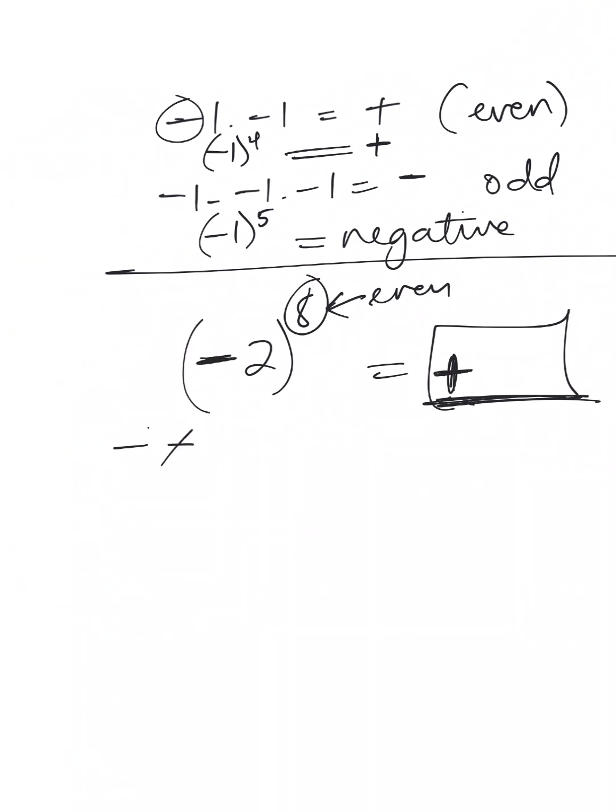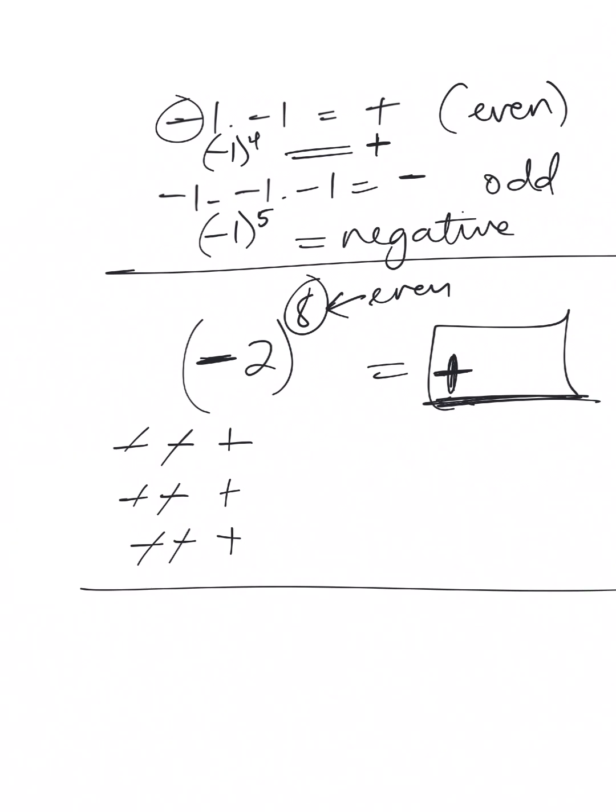So negative times a negative becomes a positive. You have a negative and a negative again, positive. So every time there's an even number, it becomes positive. Okay, so that's something to keep in mind. The product of an even number of negative factors is positive. The product of an odd number of negative factors is negative.